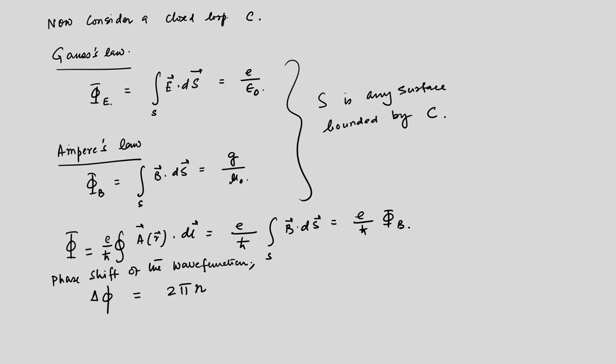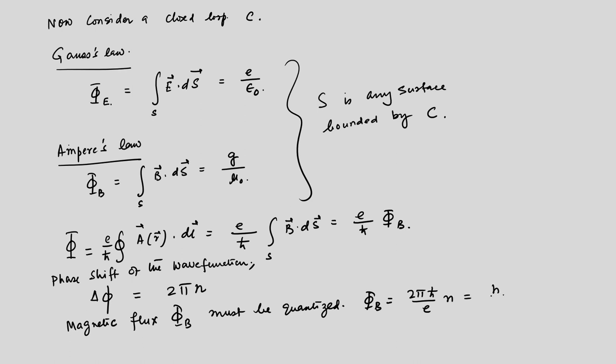Now, that tells you that the magnetic flux is quantized. Phi B must be quantized. So phi B is equal to 2 pi h cross by e times n, which is nothing but h over e times n. And h over e is the flux quantum, which is very familiar. So the magnetic flux will be some integer times the flux quantum.